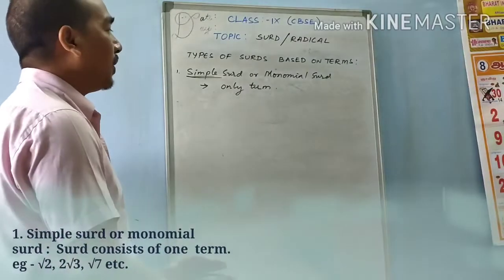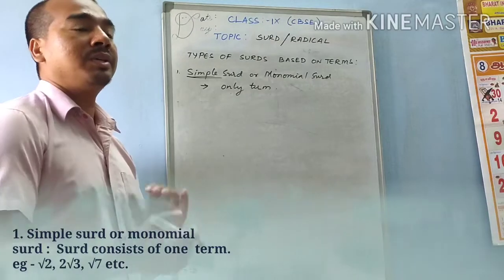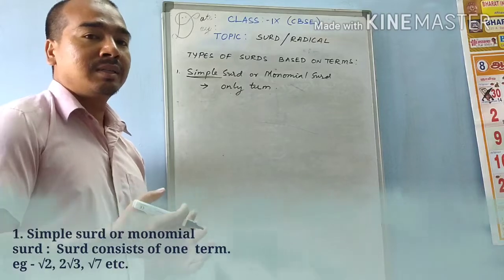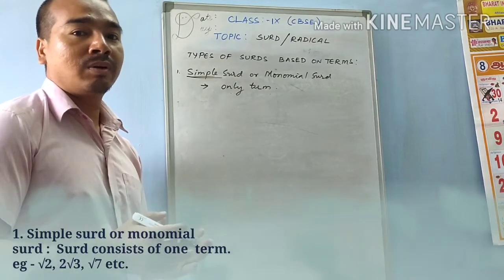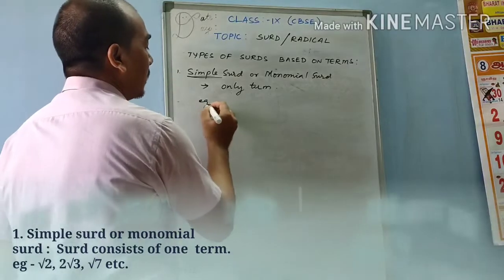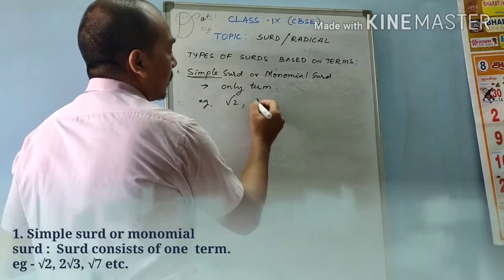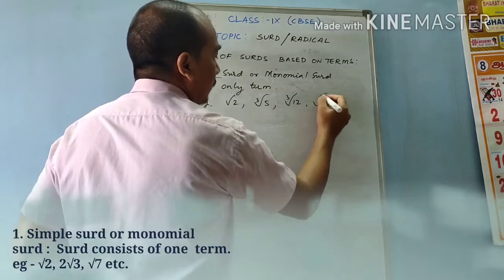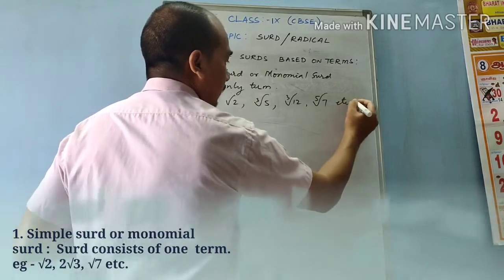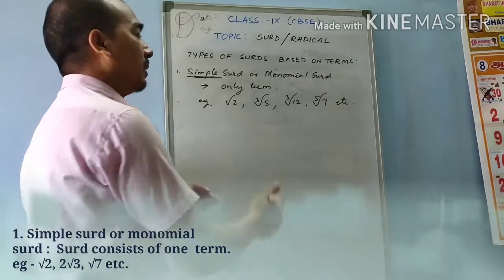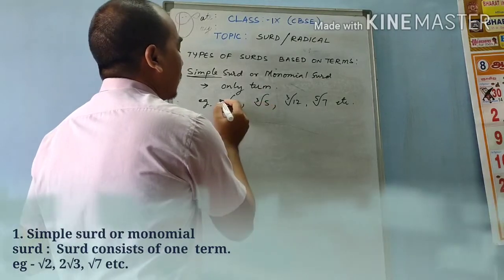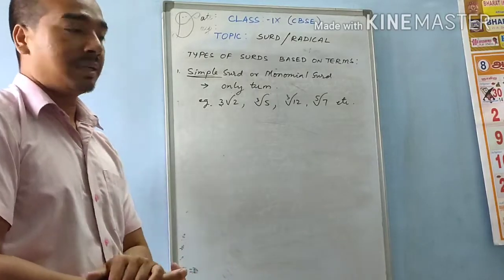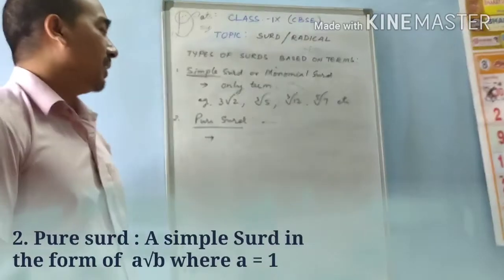First one, simple surd or monomial surd. Already you know that monomial means one term. So like that, in the surd, if there is only one term, what do you call? Monomial surd. Example, square root of 2, cube root of 5, cube root of 12, fifth root of 7, etc. Or you can see here also 3 root 2, like that. This type of surd, what do you call? Monomial surd.